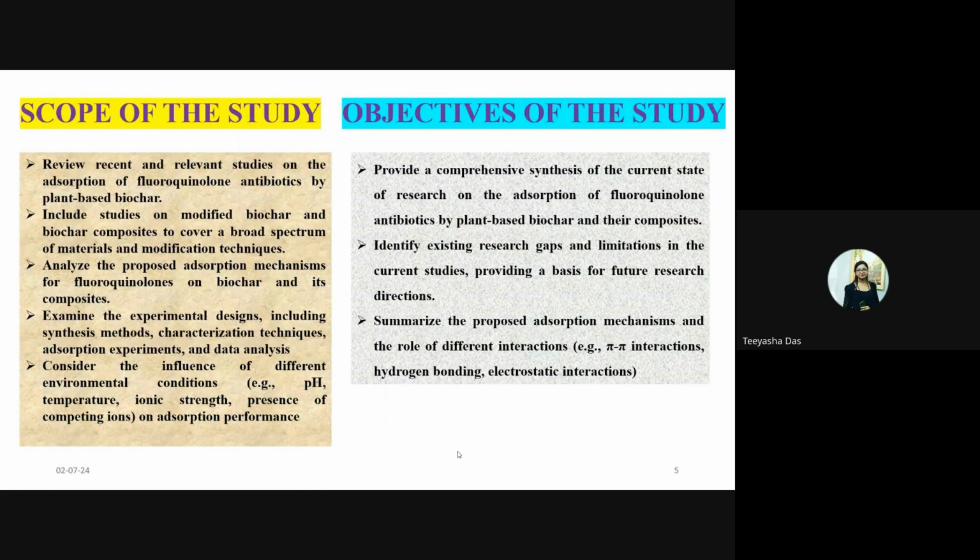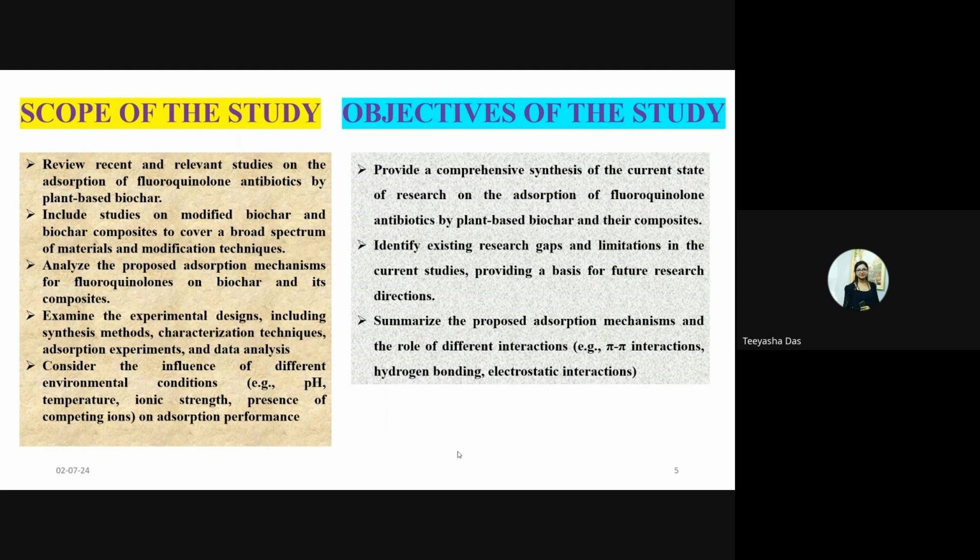Now, moving on to the scope of the study, it involves reviewing recent and relevant studies on the adsorption of fluoroquinolone antibiotics by plant-based biochar, including studies on modified biochar and biochar composites to cover a broad spectrum of materials and modification techniques, analyzing the proposed adsorption mechanisms for fluoroquinolones on biochar and its composites, examining the experimental designs including synthesis methods, characterization techniques, adsorption experiments, and data analysis, and considering the influence of different environmental conditions, for example pH, temperature, ionic strength, and presence of competing ions on adsorption performance.